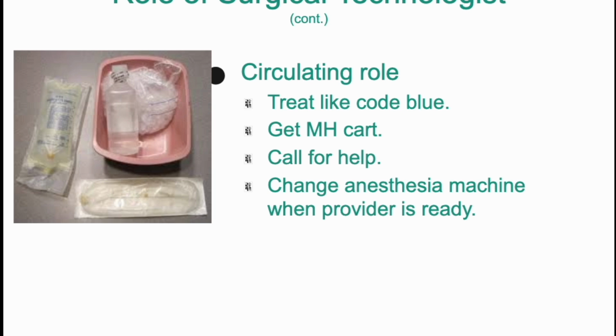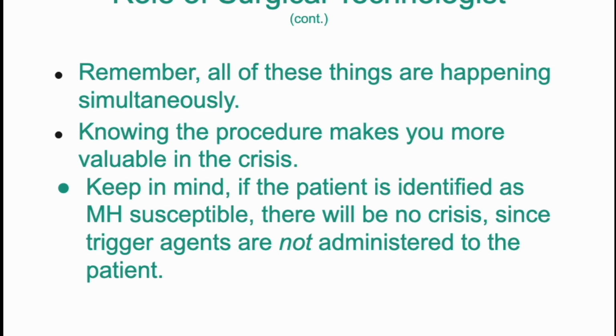The circulator is there to help with everything. They include setting up ice lavage for areas like the bladder, the rectum, and abdomen, and again, reconstituting dantrolene for administration. In an MH emergency, tasks happen so quickly and in parallel. Knowing the procedure and being prepared to act helps the team respond effectively. But the biggest thing, stay calm and focus.